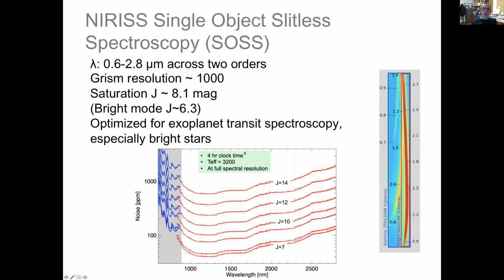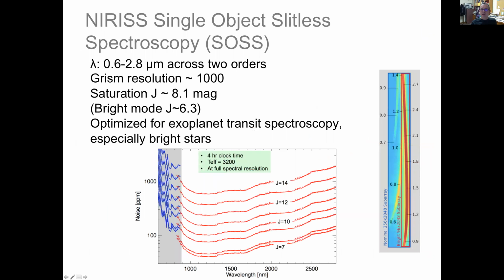Now moving on to single object slitless spectroscopy. Now we're talking about observing very bright objects. The SOSS mode covers 0.6 to 2 micron in one shot with 2 orders. You can see the 2 orders here, there's some work to actually extract these spectra.